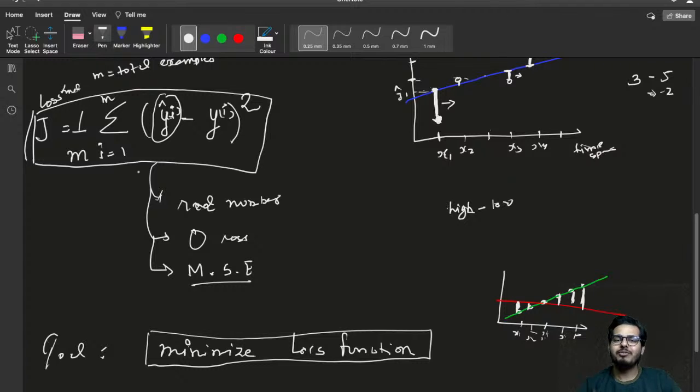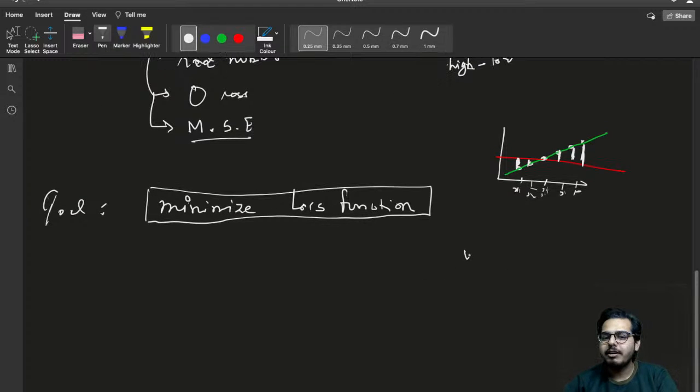One more thing: everyone can see the square over here, right? Now I hope you know the graph of y is equal to x square. It looks something like this, a parabola. Correct, it looks like a parabola.